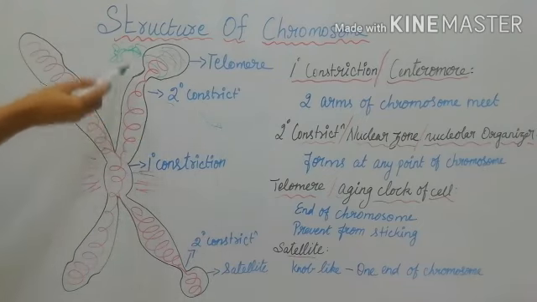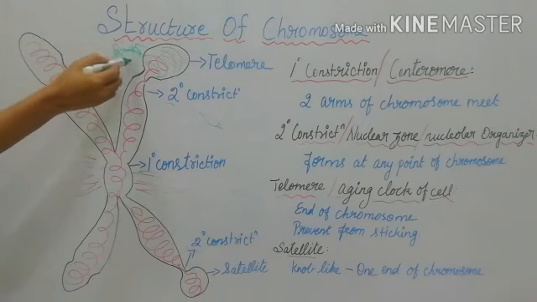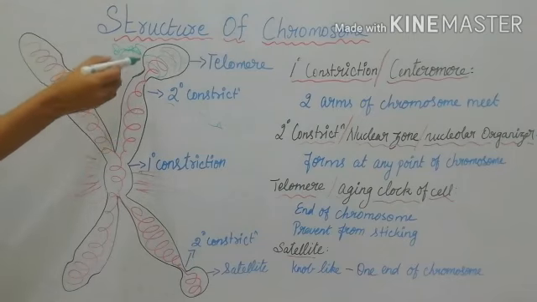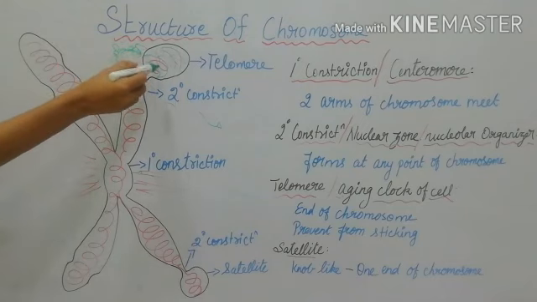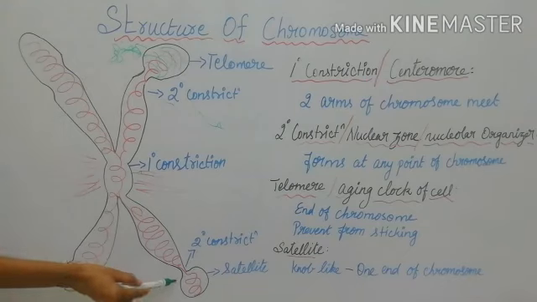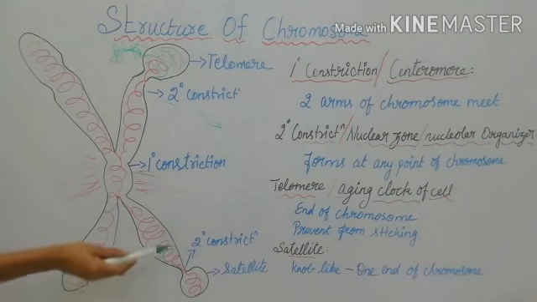Next is the telomere. This telomere is present at the end of the chromosome, and it prevents the ends of the chromosome from sticking together. This telomere acts as the aging clock in every cell, because whenever our cell undergoes cell division, the telomere length is reduced and it causes our cells to age. And next is the satellite. The satellite is present in some chromosomes as an elongated knob-like structure at one end of the chromosome, and the chromosome which contains the satellite is called the SAT chromosome.